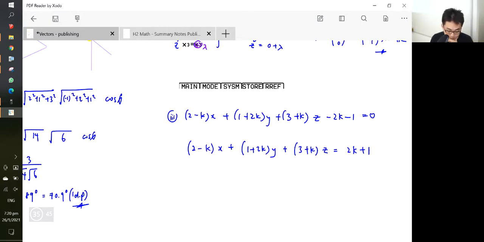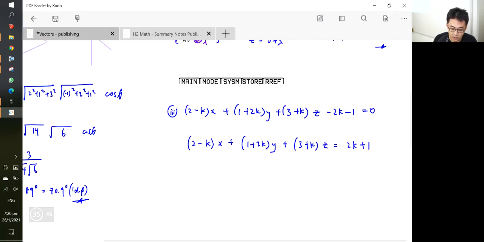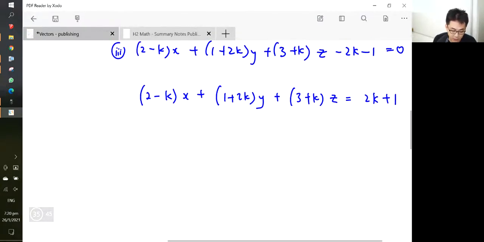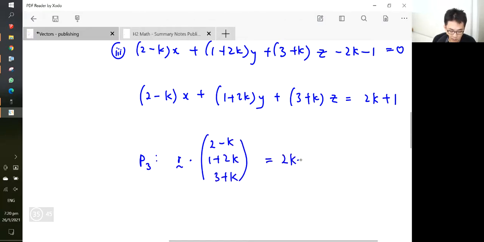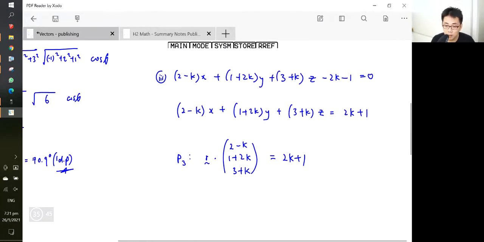Okay, so in this case, once this is done, what you need to do is write down P3 is r dot (2 minus k, 1 plus 2k, 3 plus k) equals 2k plus 1. This is your P3, the normal. Any issue with that?